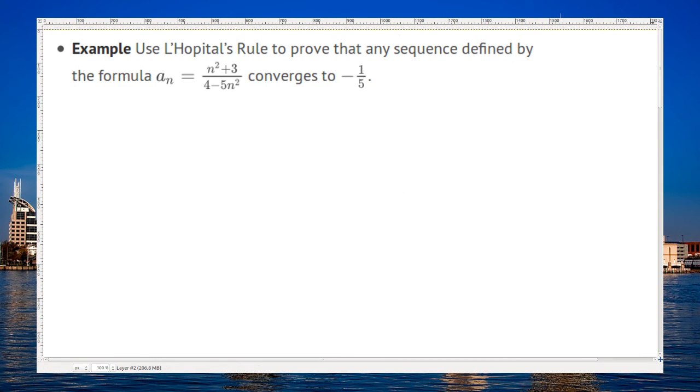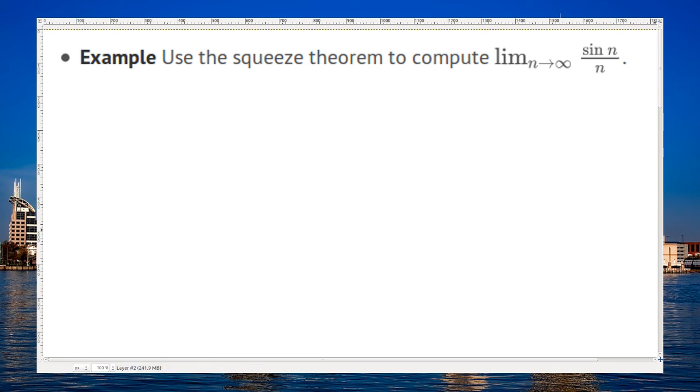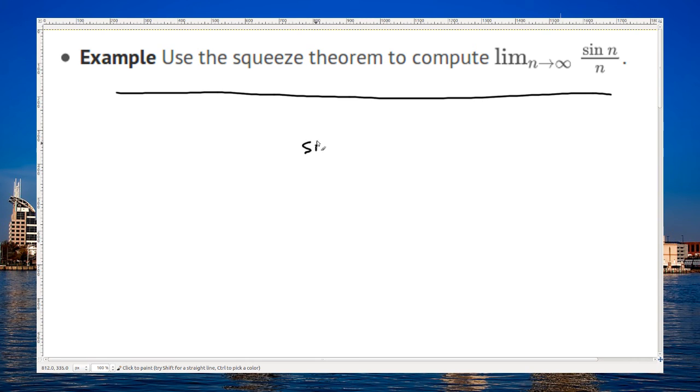Let's take a look at one more. The squeeze theorem, something that we learned for real valued functions. This also works for sequences because it works for functions. So let's just go ahead and we'll use this directly with the sequence form. I want to know what the limit of sine of n over n is. Well, I know that sine, that trig function, is trapped between negative 1 and positive 1.